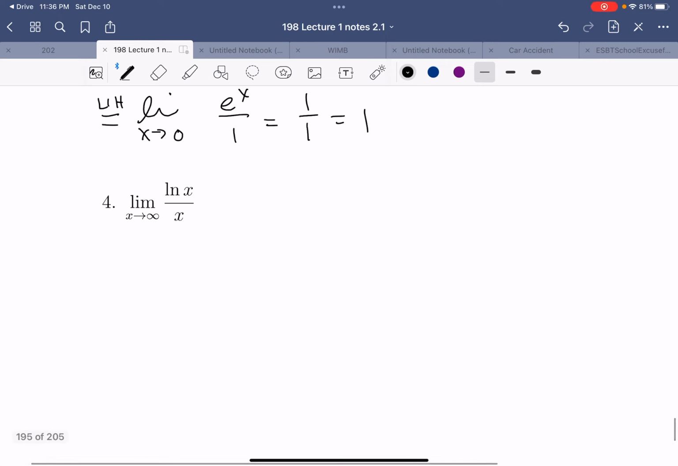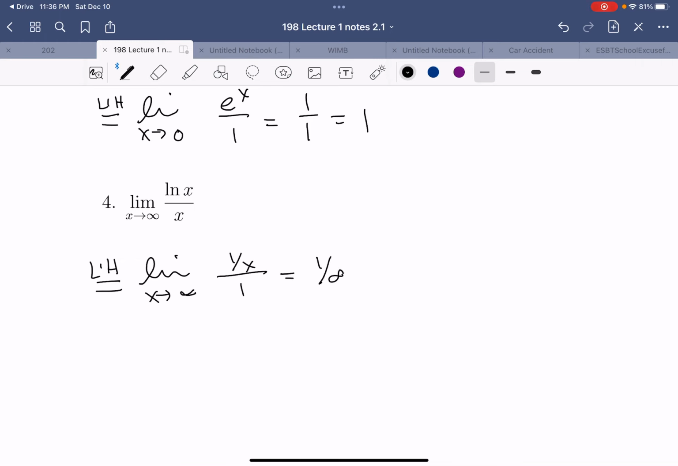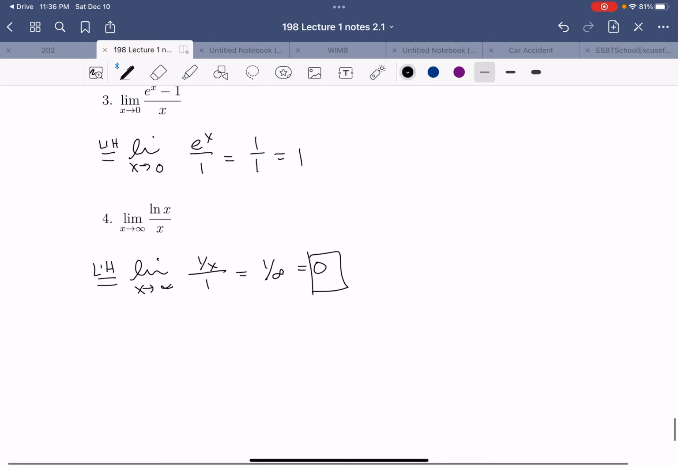And then number 4, when you plug in infinity, it's infinity over infinity. So it's eligible for L'Hopital's rule. We're going to end up with 1 over x all over 1. And when you plug in infinity, that's 1 over infinity, which is 0. So we can get our answer that way. Okay, so it's kind of nice when it's already set up as a fraction.